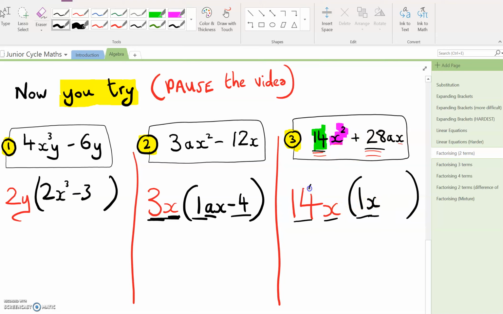Now, 14 by what gives me plus 28? 2. And x by what gives me ax? Just a. Now, you take a look at that, and if you want, actually multiply it out in your head and see if you end up with the original expression, because that's what you want. Now, you don't actually multiply it out. You just see in your head. 14x by 1x gives me 14x squared, yeah. 14x by 2a gives me 28x, yeah, I'm happy.